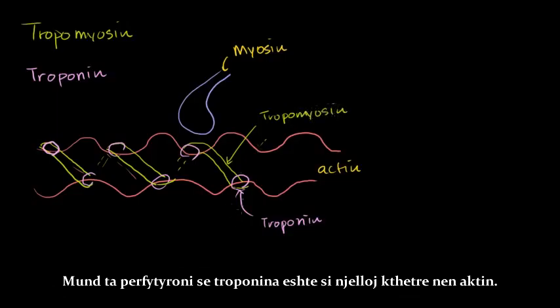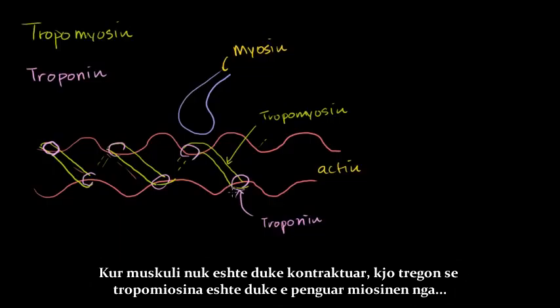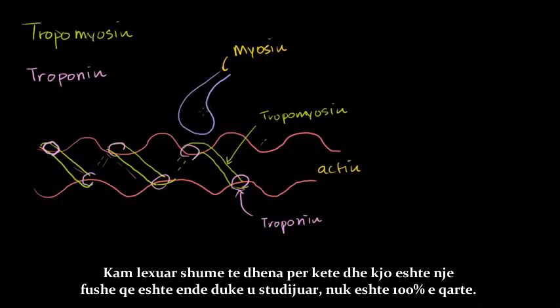Tropomyosin. So you can imagine the troponin is kind of like the nails into the actin. So it dictates where the tropomyosin is. So when a muscle is not contracting, it turns out that the tropomyosin is blocking the myosin from being able to, and I've read a bunch of accounts on this, and I think this is still an area of research. It's not 100% clear one way or the other.